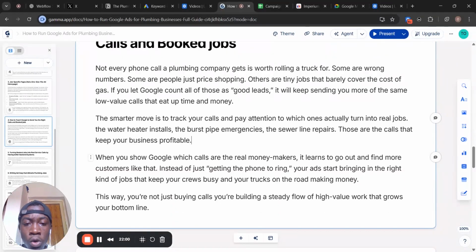So when you show Google which calls are the real money makers, it learns to go out and find more customers like that. Like I said, instead of just getting the phone to ring, you start bringing in the right kind of jobs and keep your crews busy and your trucks on the road making money. So this way, you're not just buying calls; you're building a steady flow of high value work that grows your bottom line as a plumbing company.